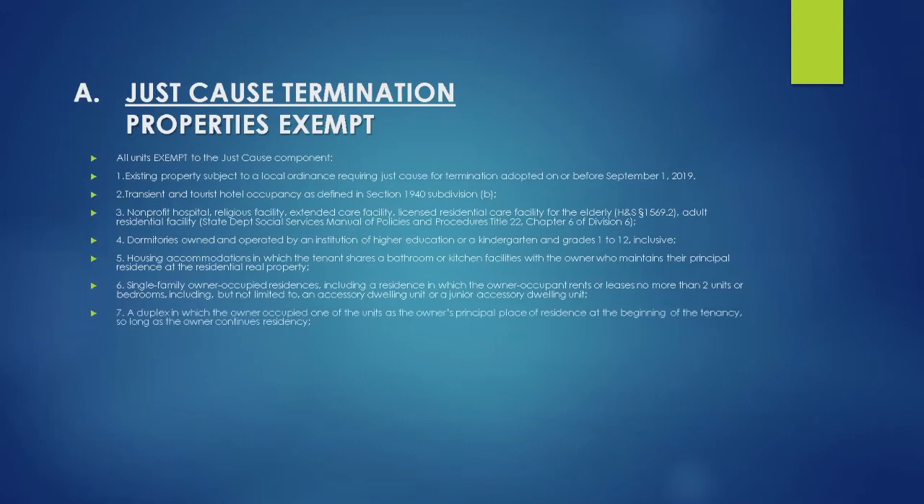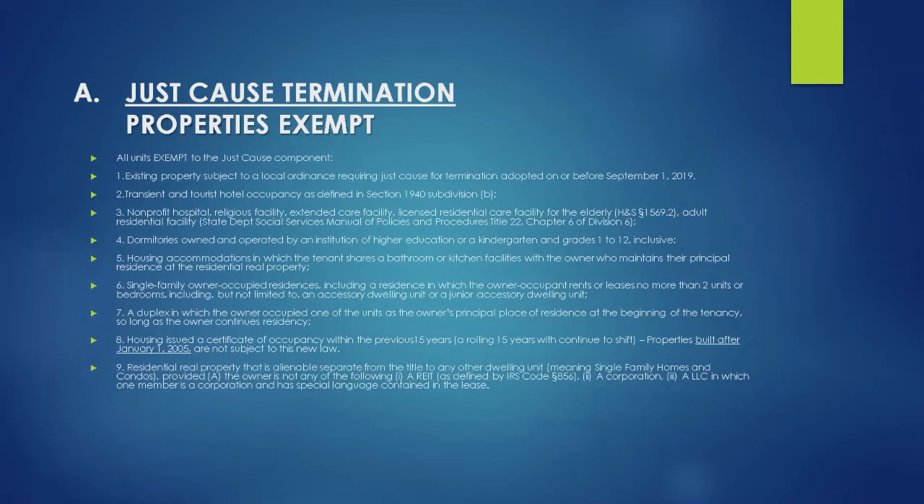7, a duplex in which the owner occupied one of the units as the owner's principal place of residence at the beginning of the tenancy, so long as the owner continues residency. And then we have housing issued a certificate of occupancy within the previous 15 years. That's a rolling 15 years and will continue to shift throughout the state law. So therefore, properties built after January 1st, 2005 are not subject to this new law. And that's going to be a majority of the members, at least through NAA.